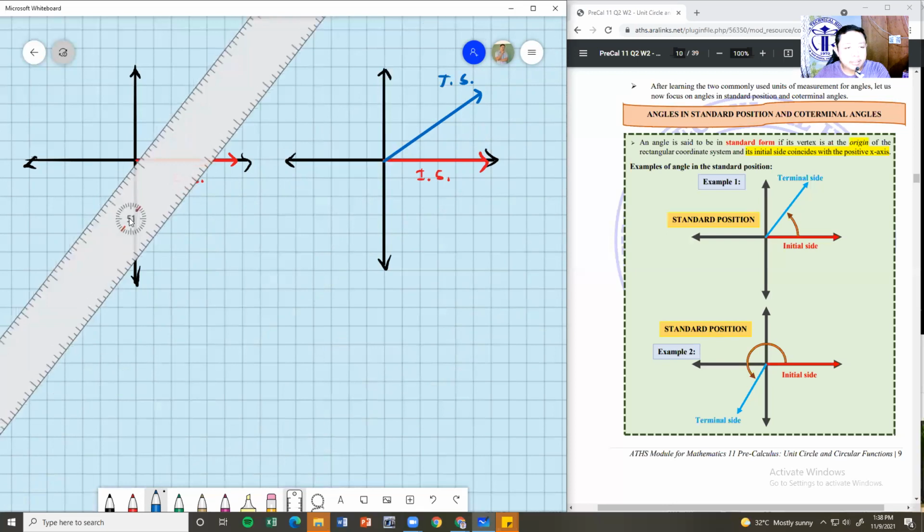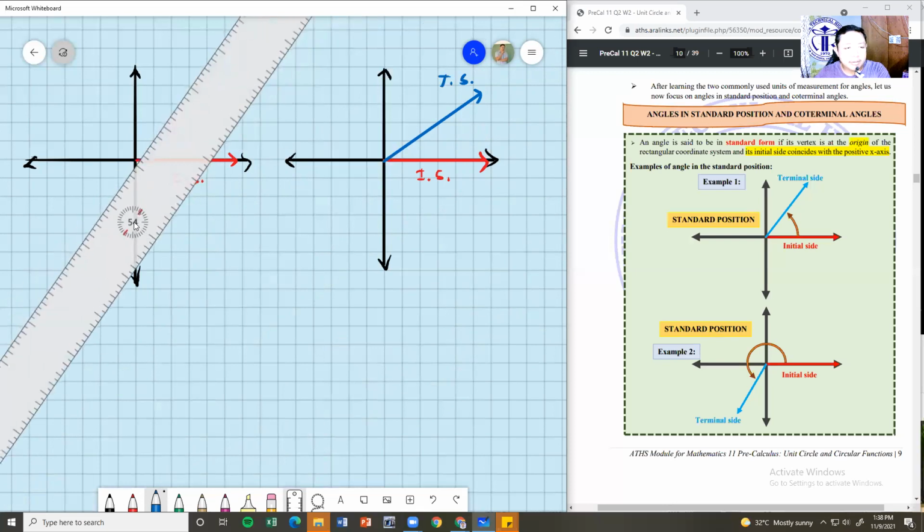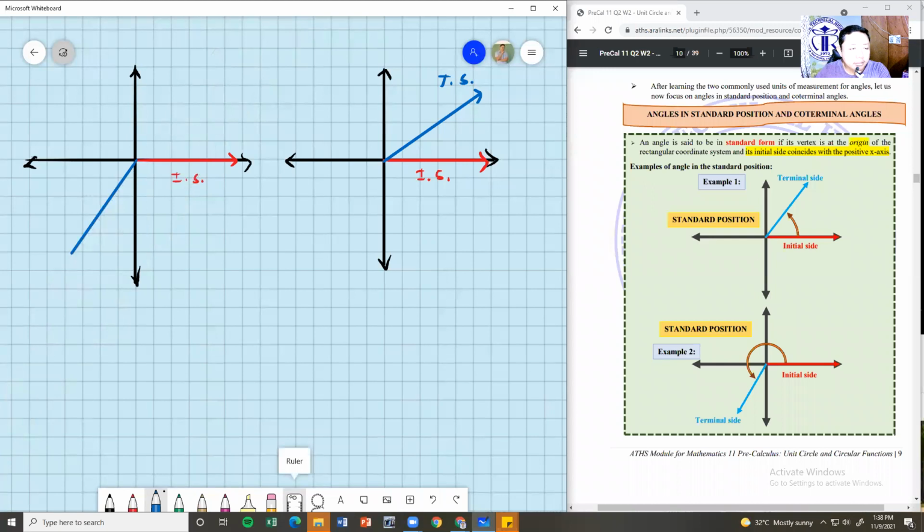And the terminal side can go wherever it wants. It can go in any quadrant. Let's say, for example, in our other figure, the terminal side is in the first quadrant, while in this other figure that I'm drawing right now, the other side of the angle is in the third quadrant, and this is the terminal side. Always remember, if they are following this kind of position, this angle is in standard position.